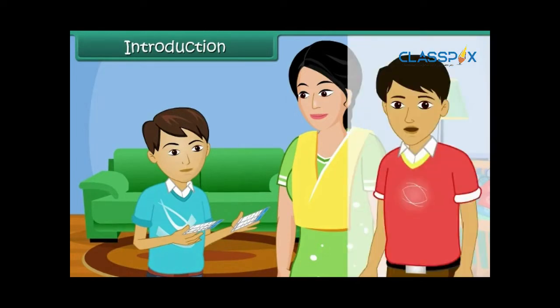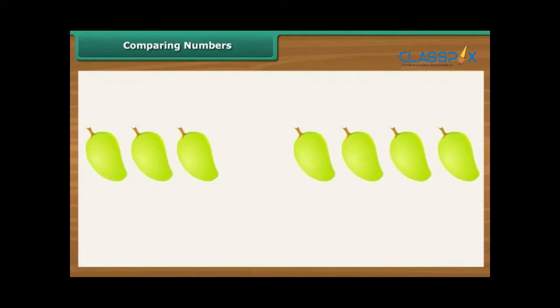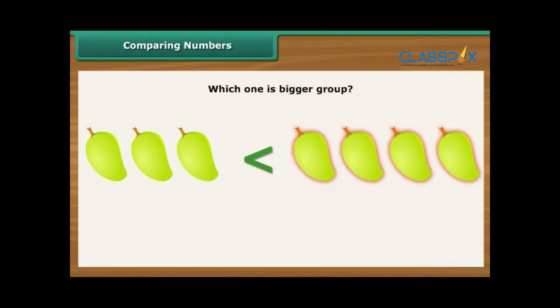How was he able to tell? It was because he learned about large numbers. Come, we too will learn about numbers. Comparing numbers. A collection or group of numbers can be compared with each other. On comparing the numbers, we can tell which group is large.